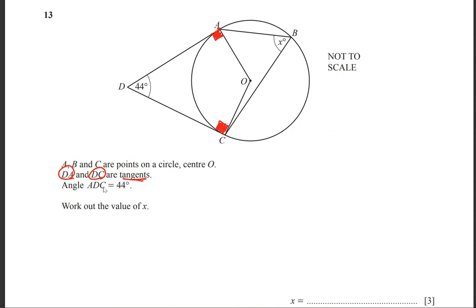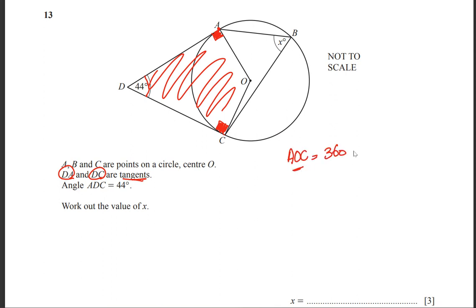Angle ADC equals 44. So in this quadrilateral, if I have this 44, and this is 90 degrees and this is 90 degrees, can I get the angle OAC? Yes, of course. 360 minus 44 plus 90 plus 90. And we can use the calculator to do it. 360 minus 44 minus 90 minus 90, it will be 136.